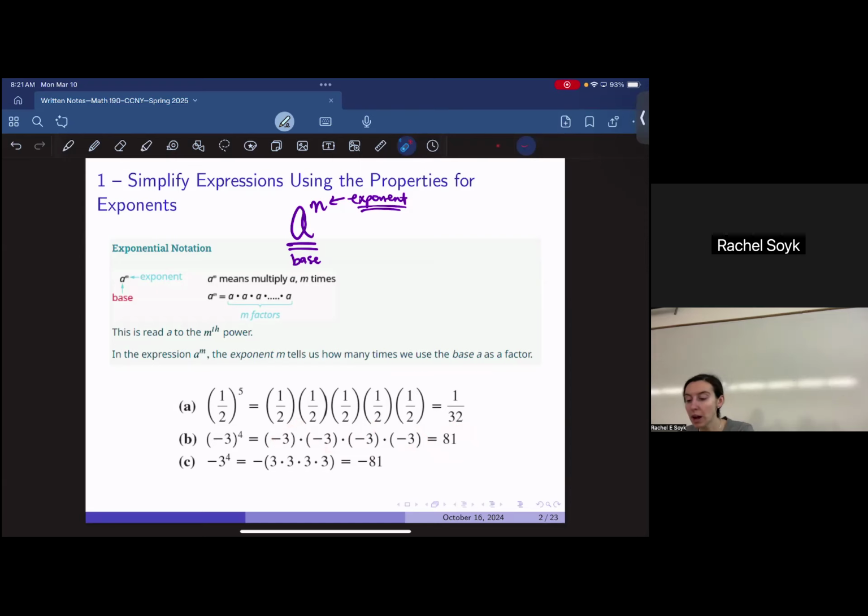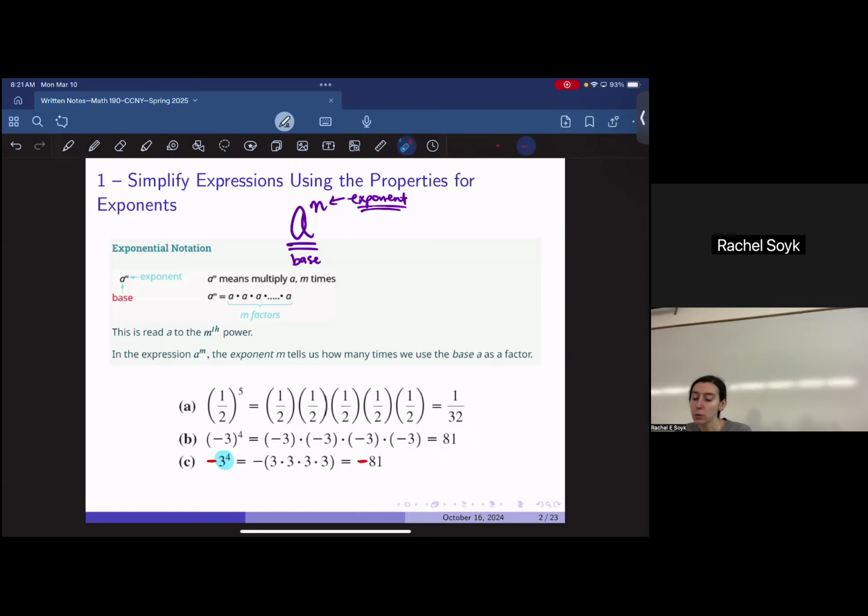Whereas if we didn't have the parentheses, what we're doing is we're actually just solving the 3 to the 4th first, which still gives us 81, but then you want to tack in that negative sign at the end. So without the parentheses, it actually just stays negative.